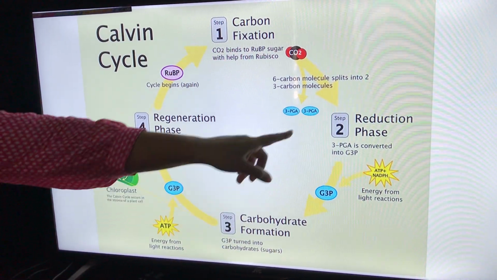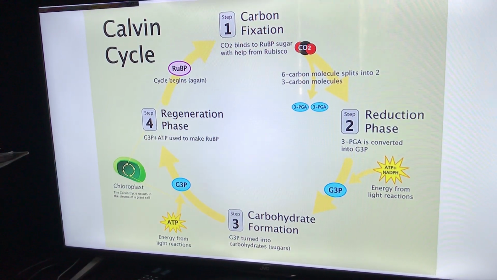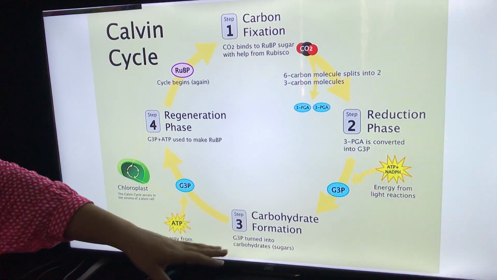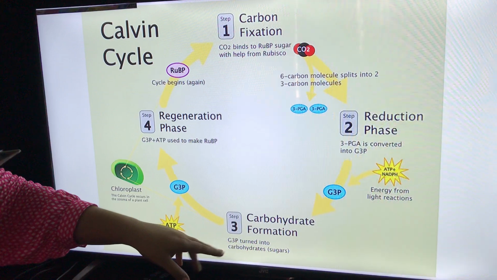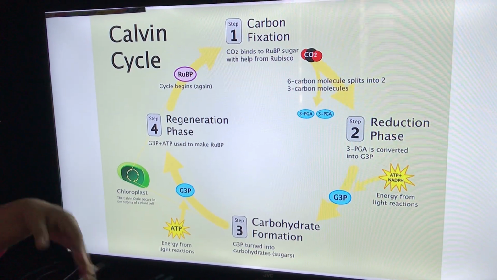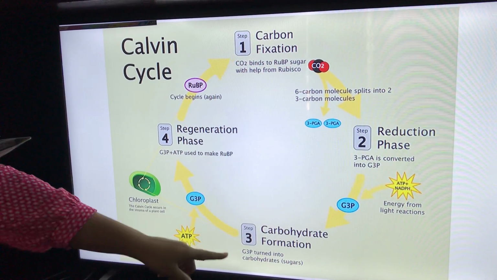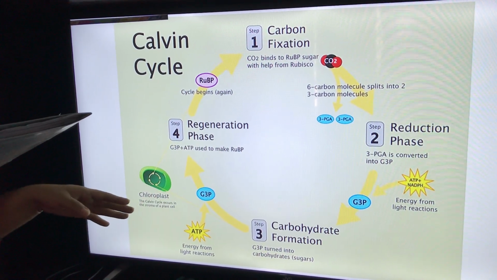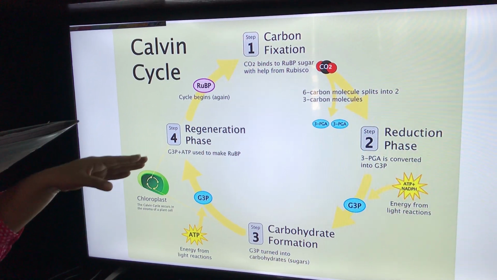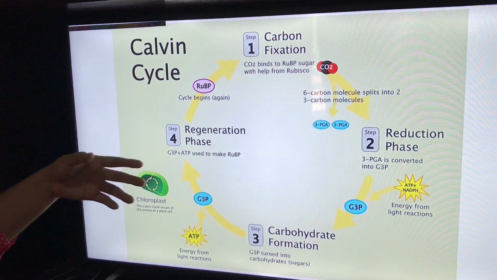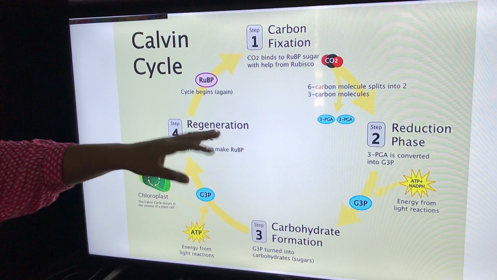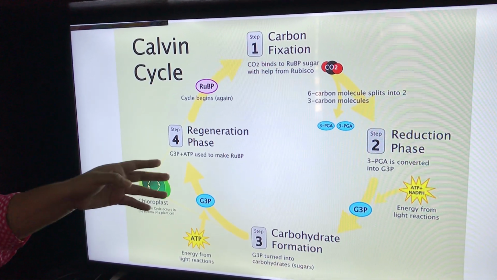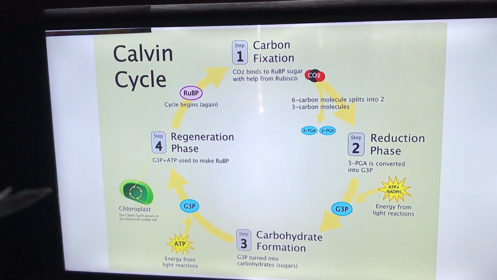After the reduction phase, we have the carbohydrate formation, which is basically where the G3P is turned into the carbohydrates that the plant will use. Finally, we have the regeneration phase, where the G3P plus the ATP will be used to make more Rubisco in order for the cycle to begin all over again, so that we can make more glucose for the plant.